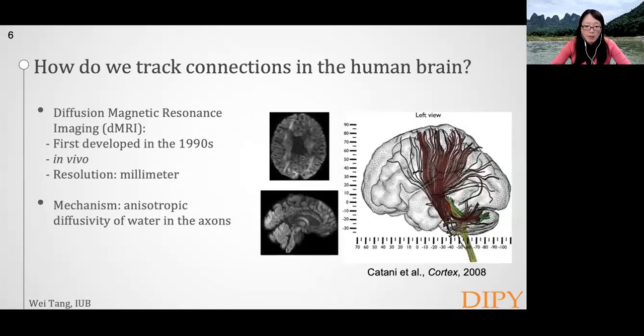Around similar times in the 90s, the diffusion imaging technique was starting to be developed as well. Its resolution is higher than Klingler's method and lower than the microscopy methods. But most importantly, this is an in vivo method. Until today, diffusion MRI is still the only non-invasive method to map fiber pathways in a living brain.